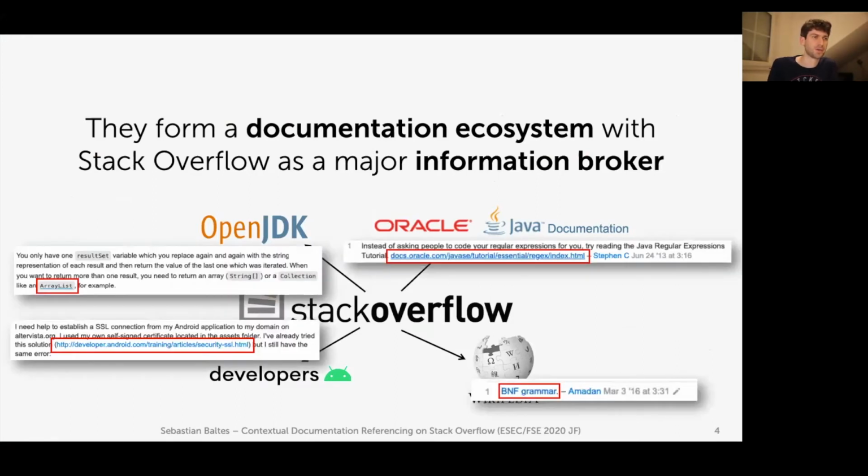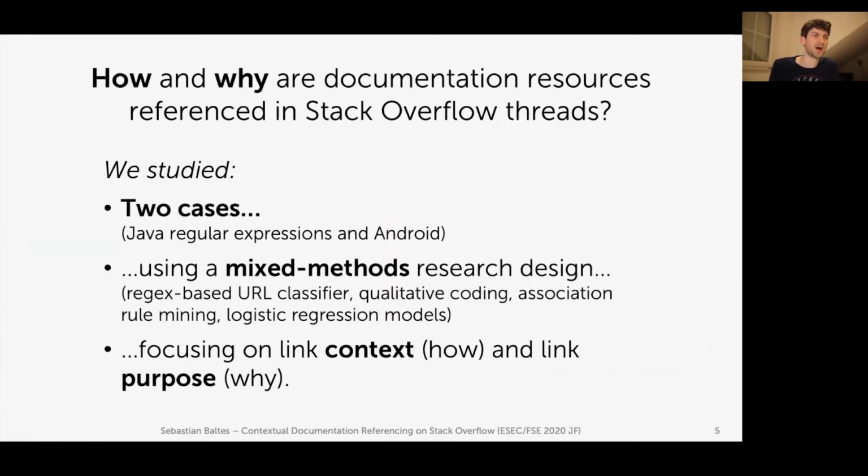A manifestation of this role are the many hyperlinks in Stack Overflow posts pointing to API documentation, developer tutorials, or Wikipedia articles describing certain concepts relevant to the question that's being discussed. We studied how and why documentation resources are referenced in Stack Overflow threads. We looked at two different cases.